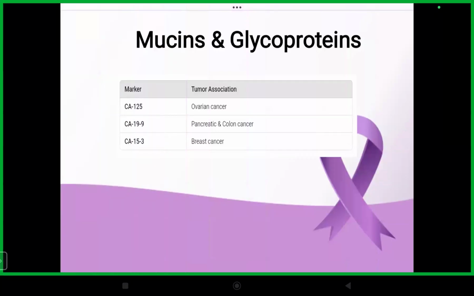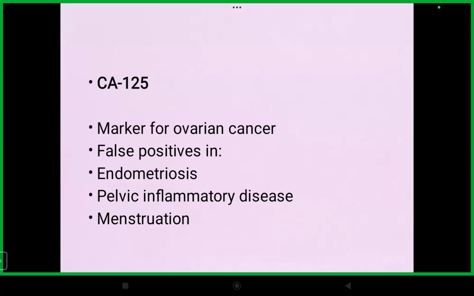Then we have mucins and glycoproteins. They are basically carbohydrate molecules which are elevated in certain cancers. So these are not specific for diagnosis. Example is CA125 in ovarian cancer, CA19.9 in pancreatic and colon cancer, and CA15.3 in breast cancer. CA125 is a marker of ovarian cancer, but it has chances of false positives. These false positives can be seen in non-cancerous conditions like endometriosis or PID, that is pelvic inflammatory disease, or in normal menstrual cycles.